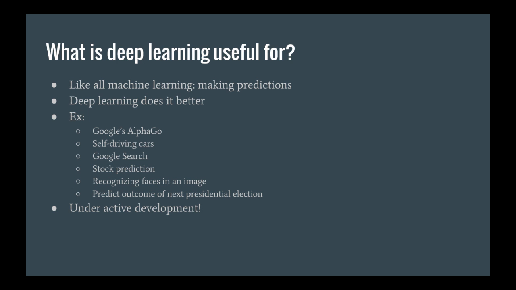Deep learning is being used for self-driving cars. Deep learning is now driving Google's search engine. Of course, there are more traditional things like stock prediction and recognizing faces in an image. You could even use deep learning for something like predicting who's going to win the next presidential election. So I hope you're convinced that deep learning is for you. It's been proven time and time again that when it comes to machine learning algorithms, deep learning is the one that will give you the best performance. Many of the world's leading scientists are improving it every single day.